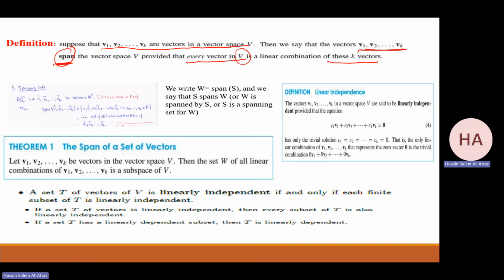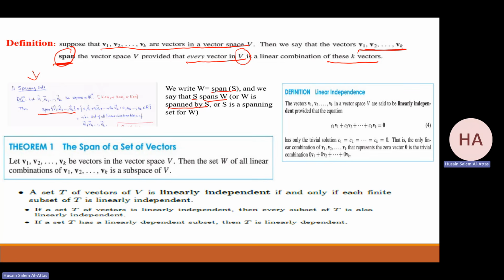Also, they call it spanning sets. V1, V2, we call it a spanning set. We say it's the span of V1, V2. It means it's the linear combination of these vectors, so any vector in that space will be generated by those vectors. We say span of S, or we say S spans W, or W is spanned by S. All of this has the same meaning.